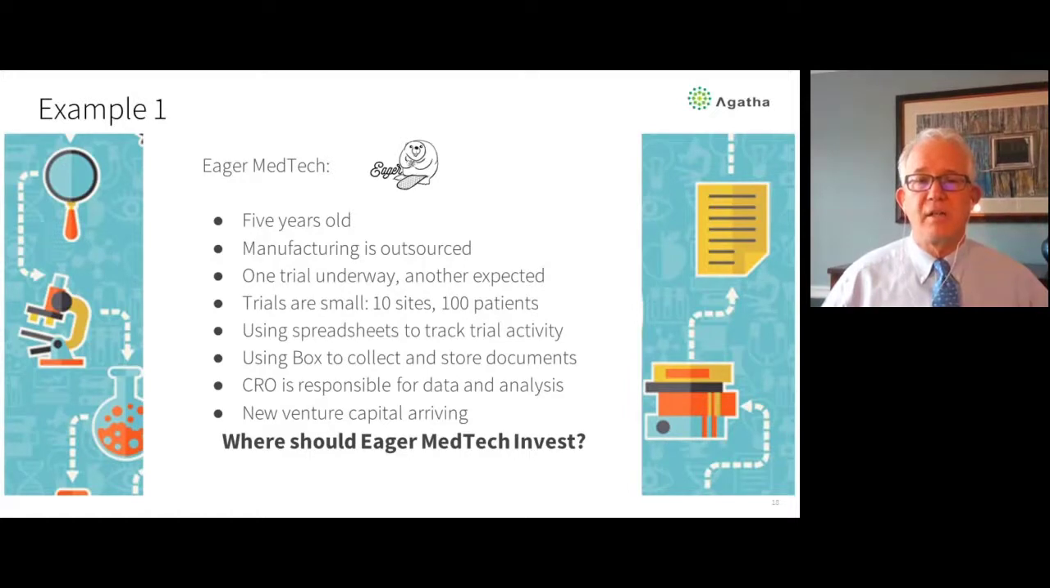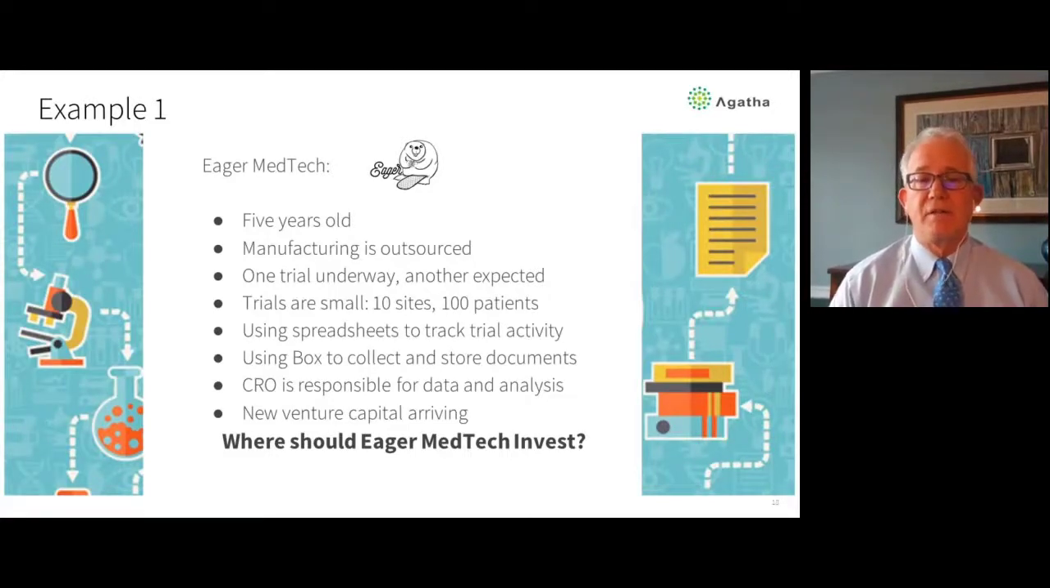They have one trial underway and another expected. Their trials are small, like many medtech organizations. This is just about 10 sites and 100 patients. They are a stage 1 company, so they're using spreadsheets to track trial activity. They're using Box to collect and store documents. They do have a CRO who does the data side, and they have new venture capital arriving. They have money to spend, if you will, and they're trying to figure out where they should invest.